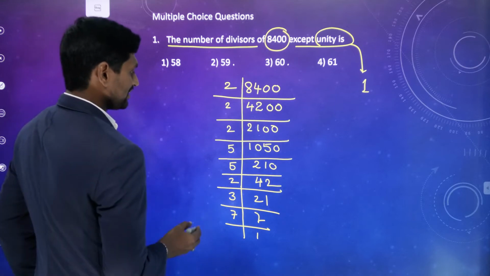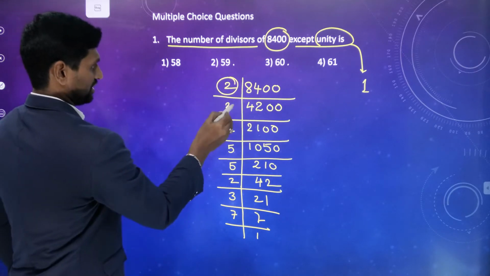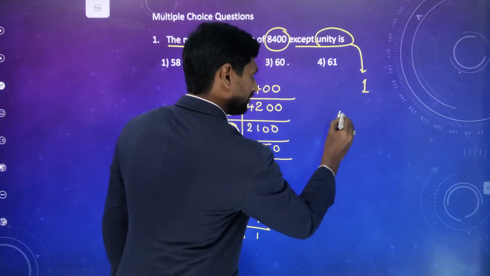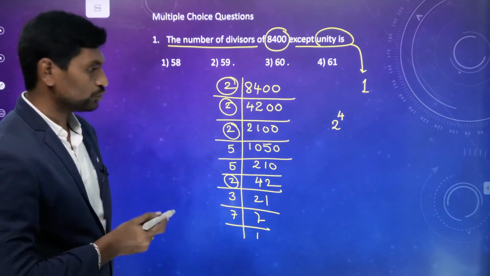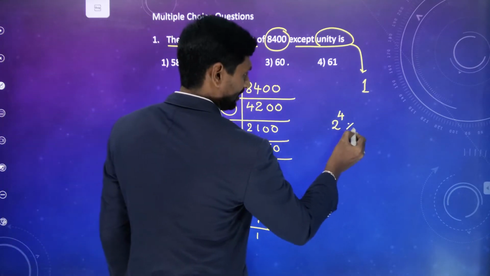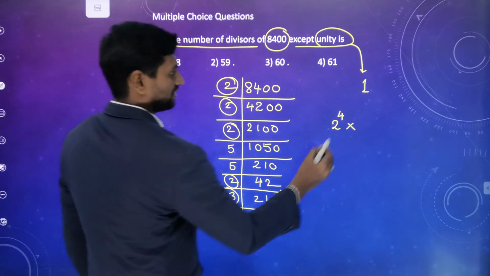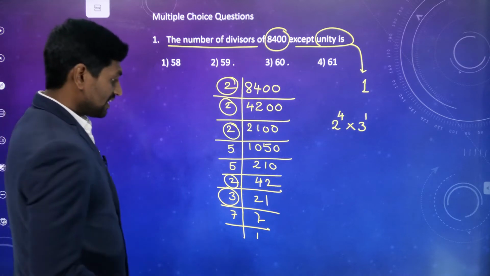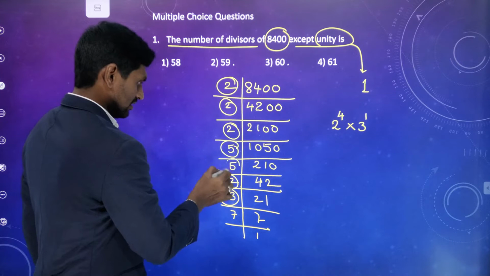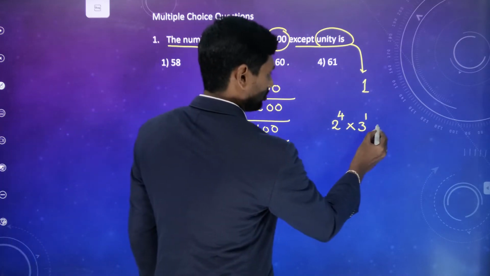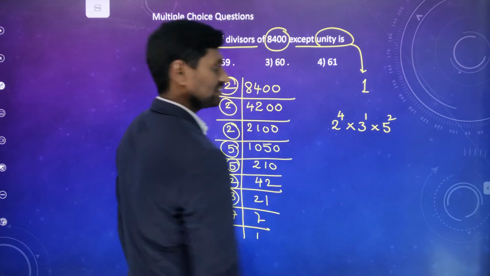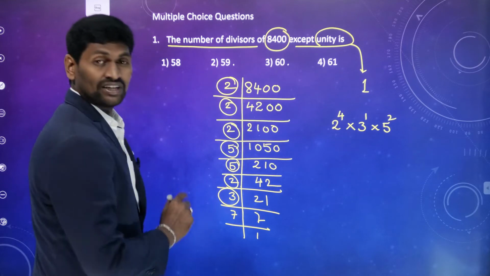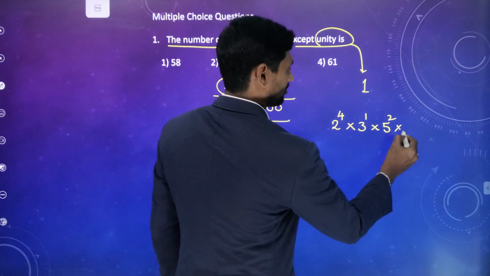So the prime factorization, how many 2s are there here? 1, 2, 3, 4. So I can write 2 power 4. 2 into 2 into 2 into 2, 2 power 4. Now coming to 3. How many 3s? Only 1. So I can write 3 power 1. Okay. Next, how many 5s? There are 2 5s. So we can write 5 square. 5 into 5, 5 square. Next, 7. Only 7 as the prime number remains. How many times? Only 1 time.